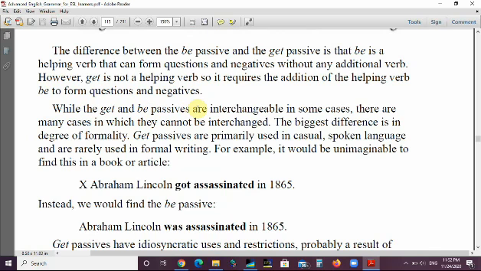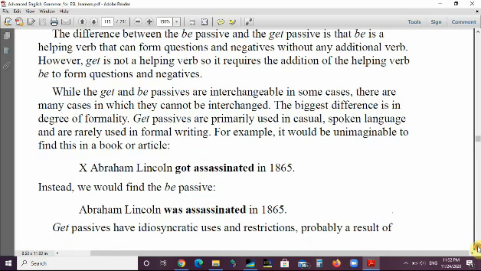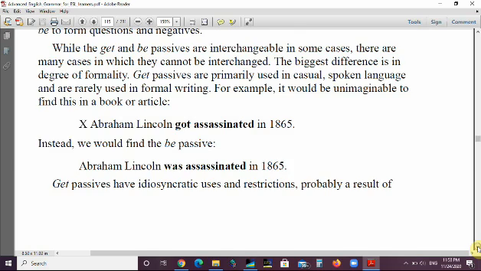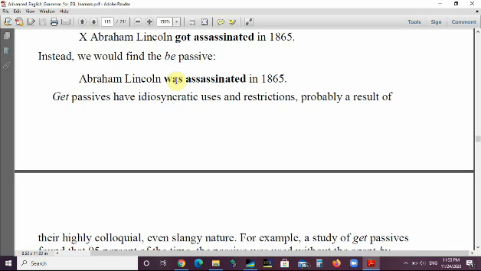While the get and be passives are interchangeable in some cases, there are many cases in which they cannot be interchanged. The biggest difference is in degree of formality. Get is less formal. Verb to be is more formal. Look at this example. Abraham Lincoln got assassinated in 1865. So you can't read this sentence in any book. Instead, we would find the be passive. Abraham Lincoln was assassinated in 1865.